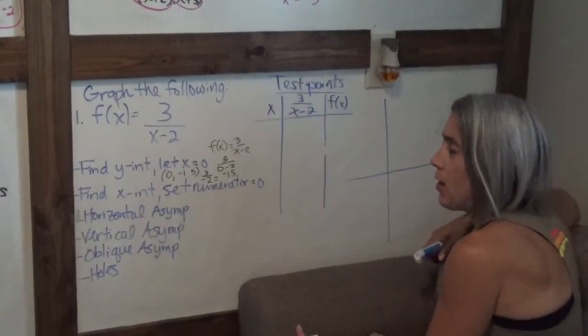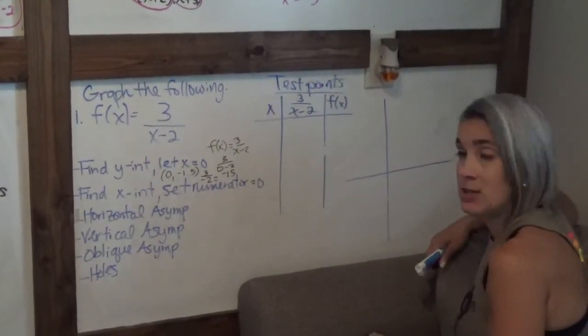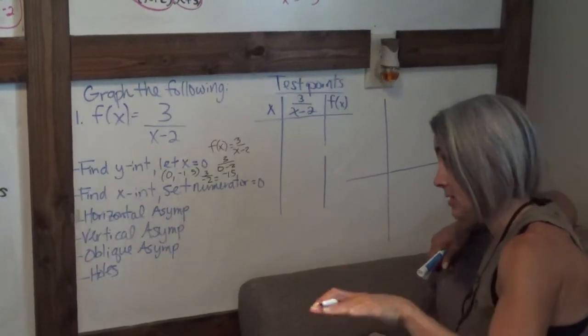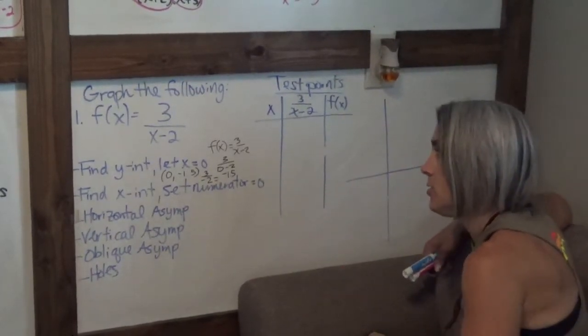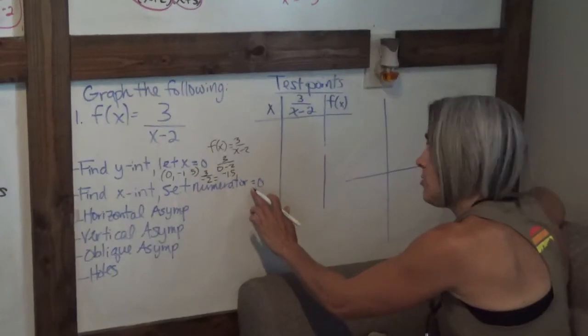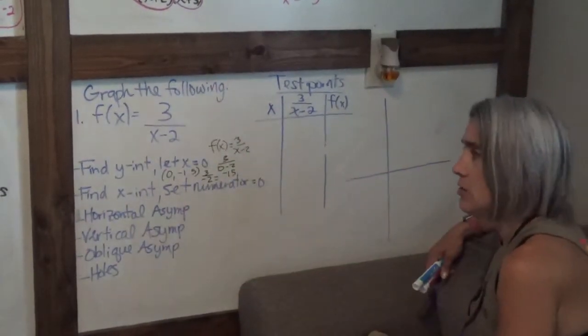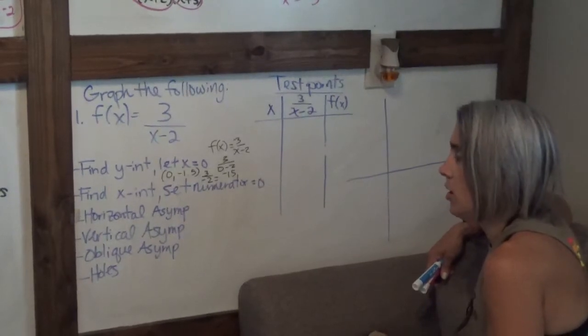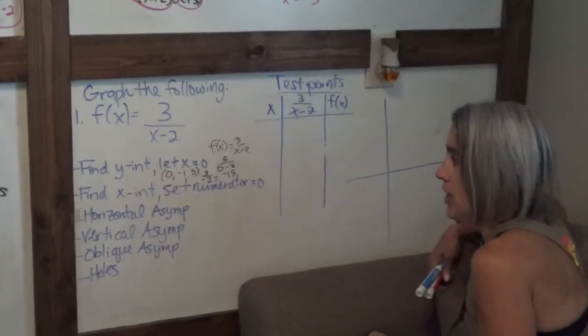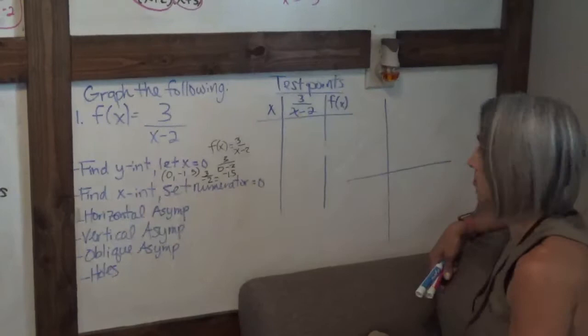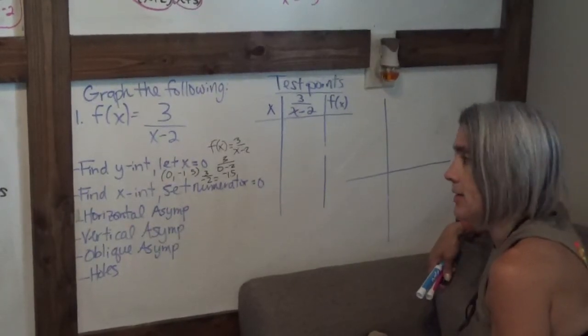We want to find our x-intercept. That's where it's crossing the x-axis. All you need to do here is set the numerator equal to 0. This is impossible. We don't have anything here in the numerator to solve for. So there is no x-intercept. Alright, let's see why that is.